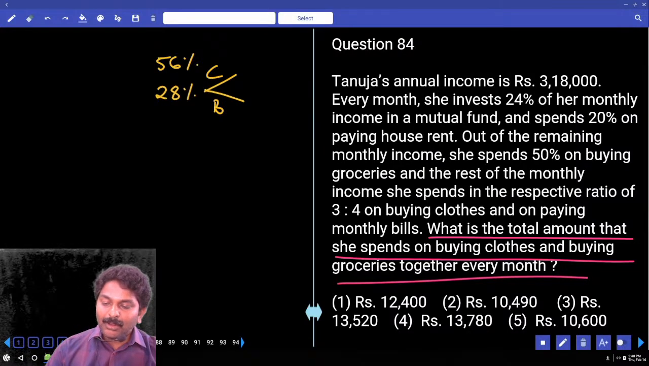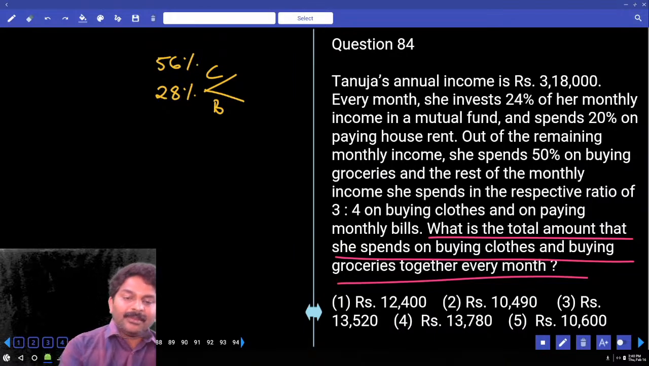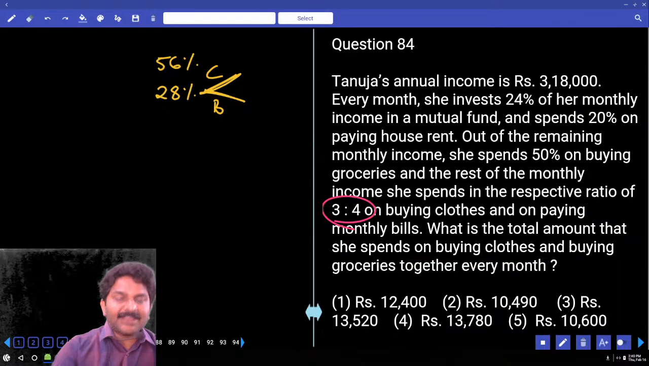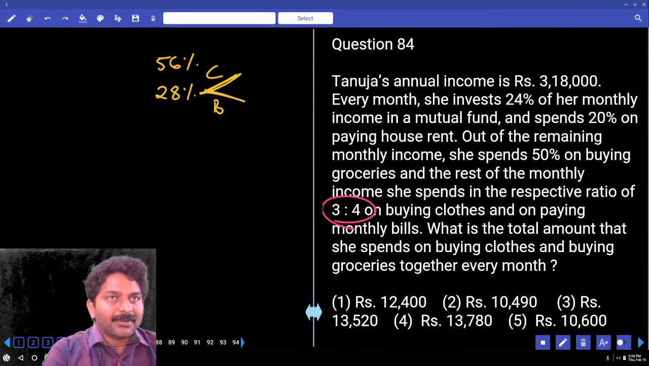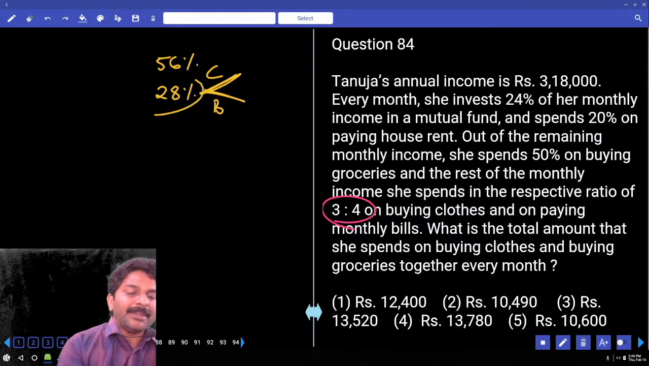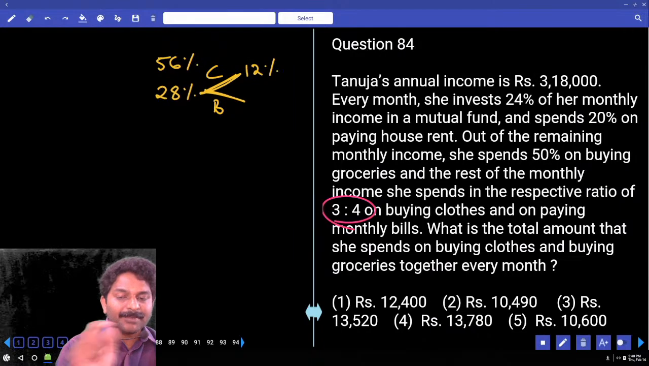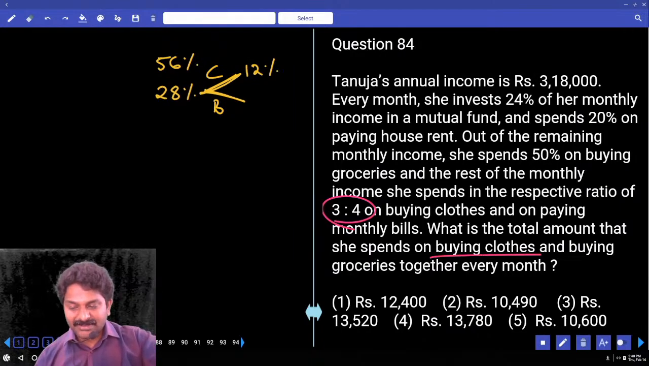Okay. Clothes to bills, that is in the ratio 3:4. Total how many parts? 7. 7 how many times? 4 times. Clothes belongs to 3 parts only. 3 into 4, 12%. Clothes, 12% is there.